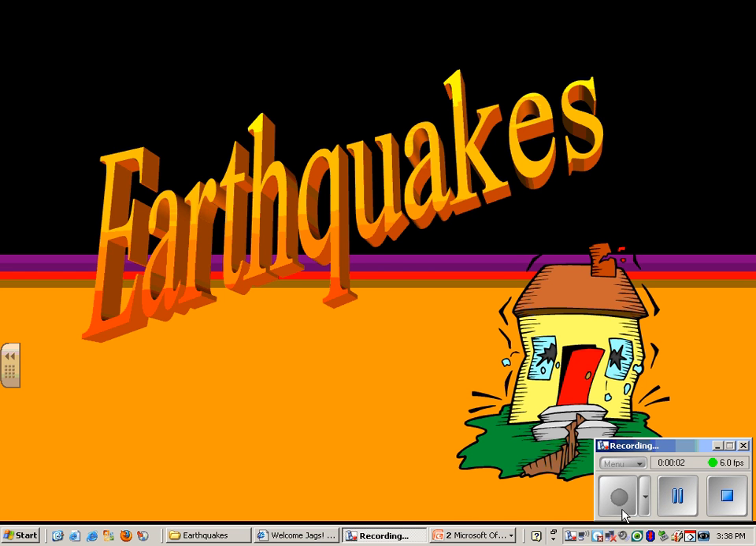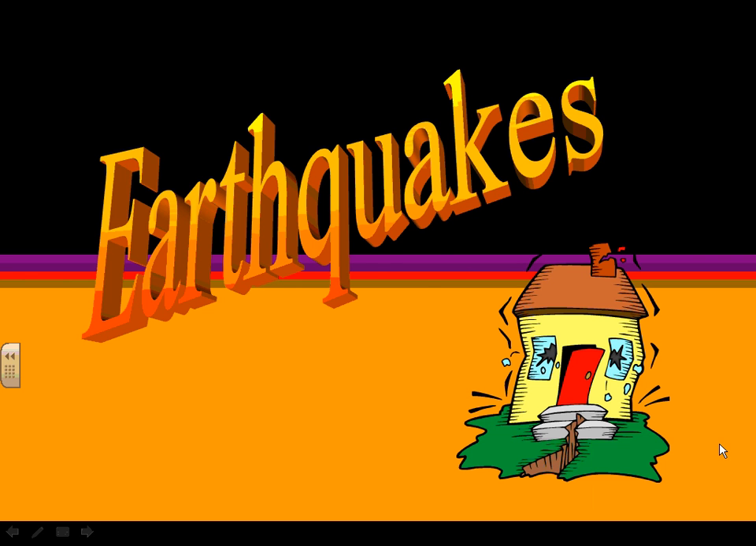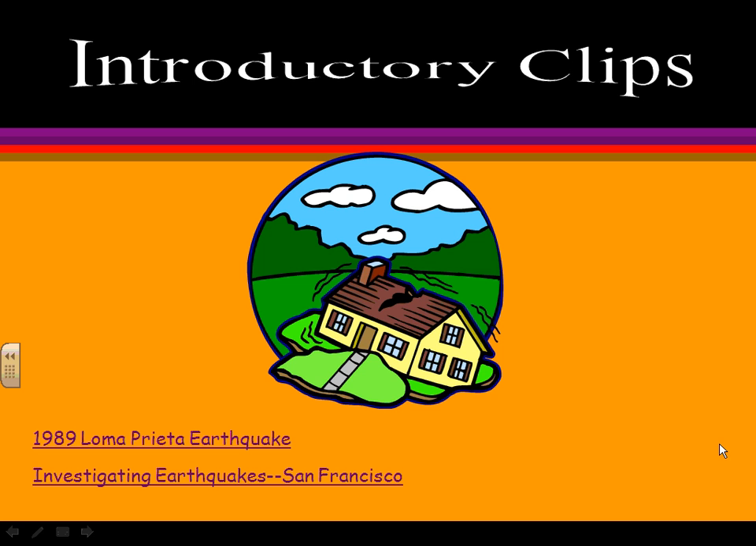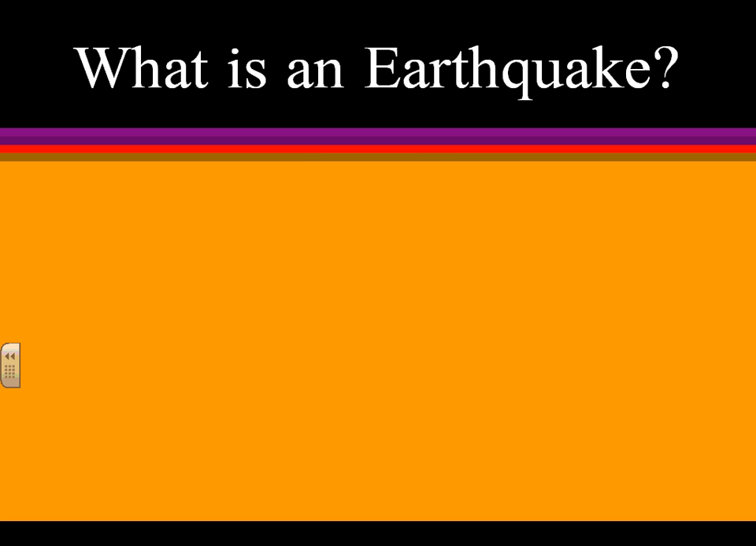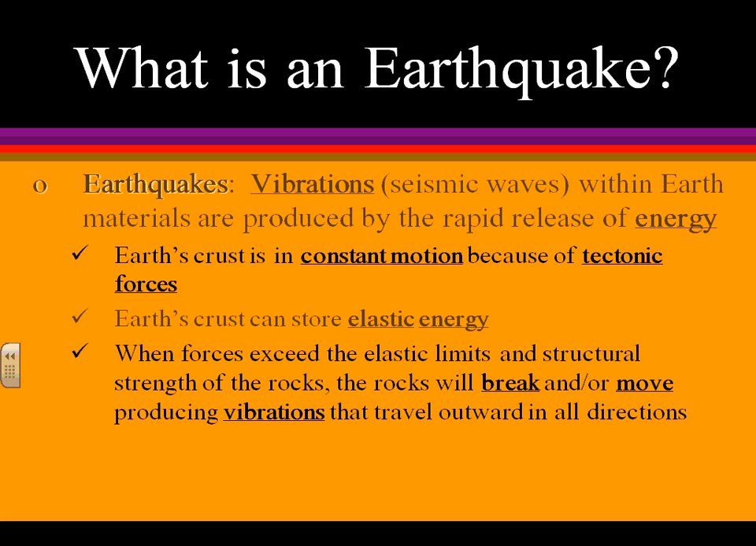Where you have movement along faults, usually what ends up resulting are earthquakes. So we have to look at first what an earthquake actually is. Basically, it's when the crust, we've talked about how it moves along the transform faults, well, when it's moving, it doesn't move all at once.